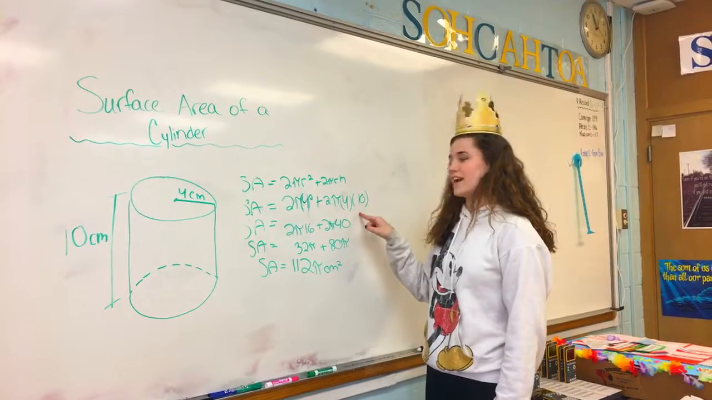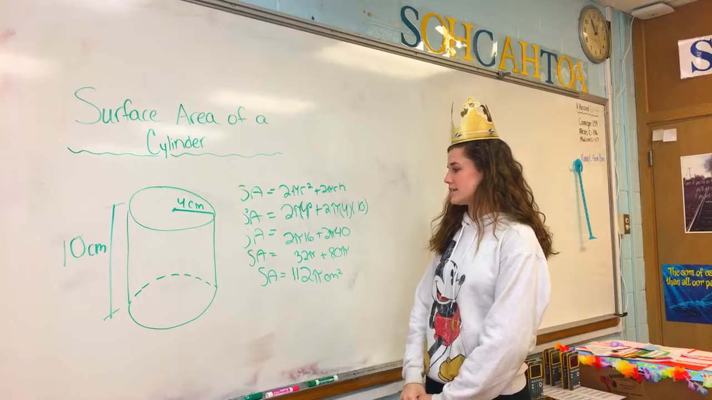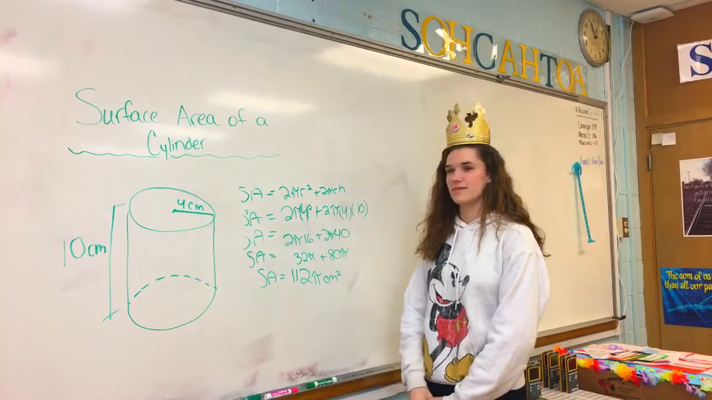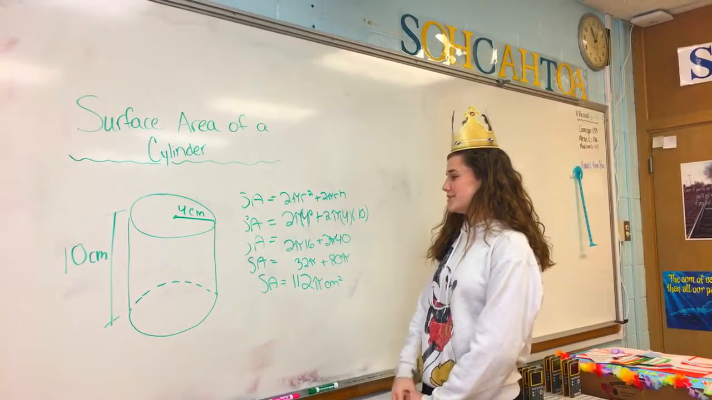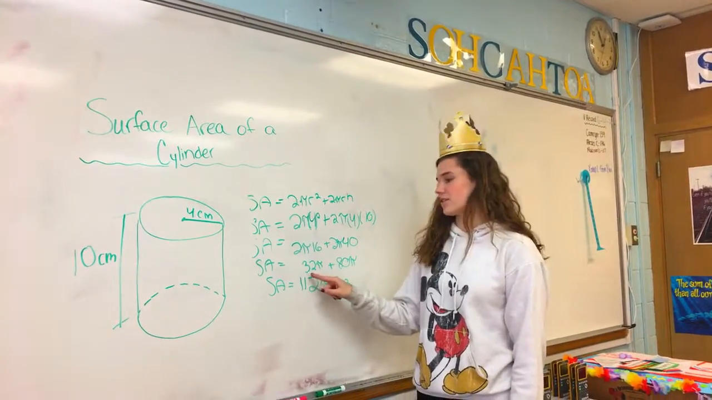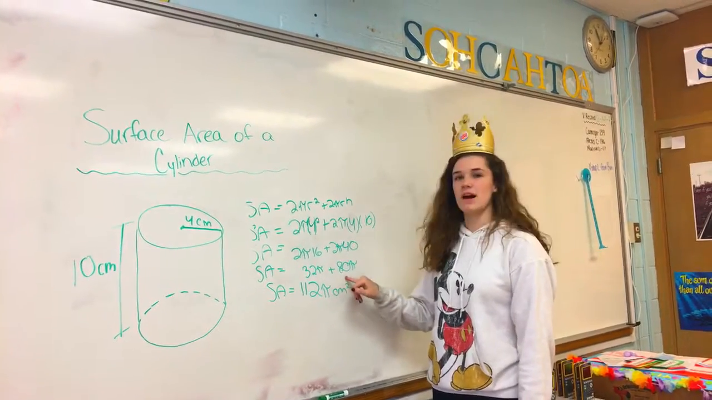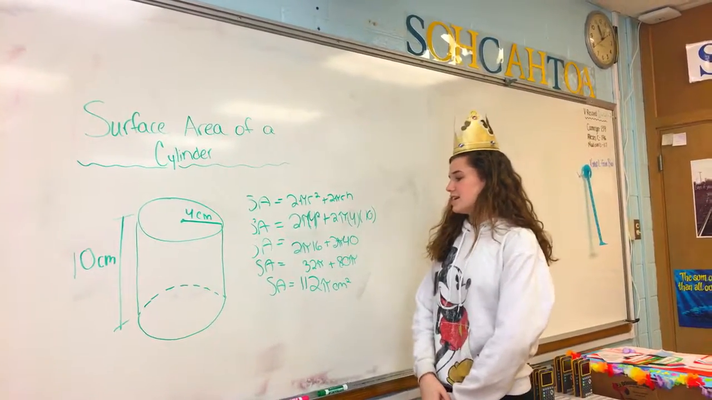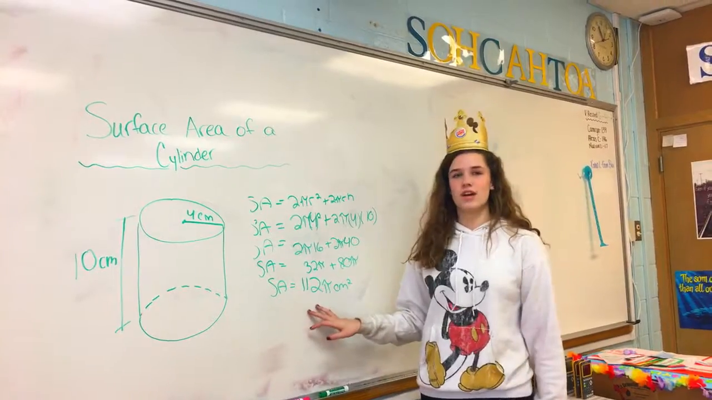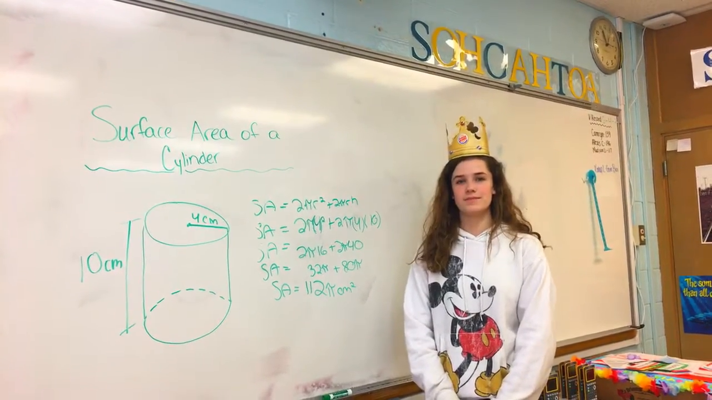you would multiply 4 and 10 and get 40, to get 2 pi 16 plus 2 pi 40. Then you will multiply your 16 and 2 to get 32 pi, and your 40 and 2 to get 80 pi, and then your final surface area will be 112 pi centimeters squared.